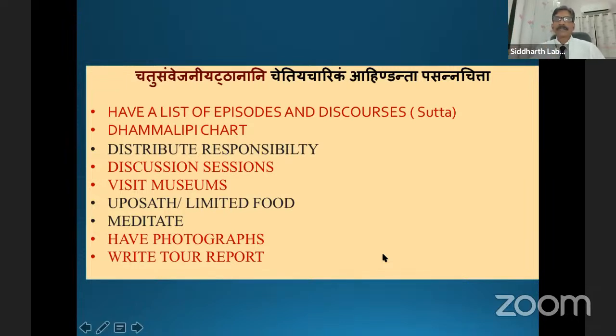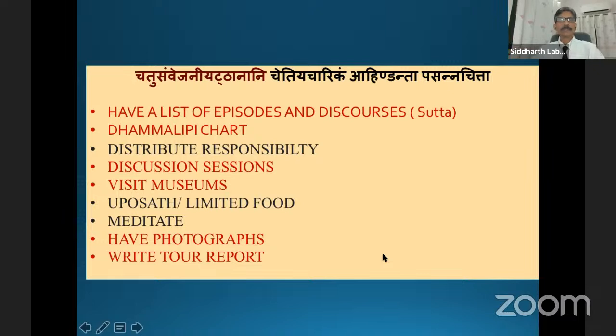So, Chetya Charikang Ahinanta Pasanna Chitta. When we walk on the 4 places of veneration, we are supposed to do certain things. Most of our colleagues and faithful people have a lot of respect for the Buddha's teachings and places, but most of the time they don't know how to venerate the Buddha, how to take a parikrama, or what to do from place to place. So these are some guidelines I would like to share with you.